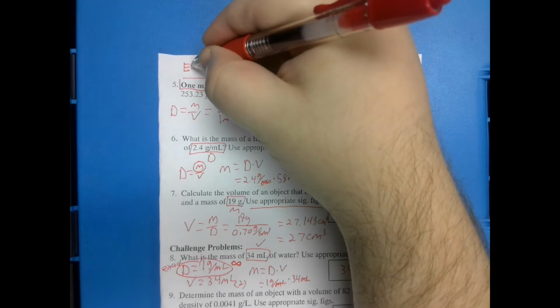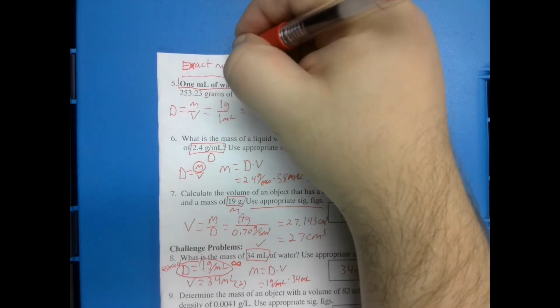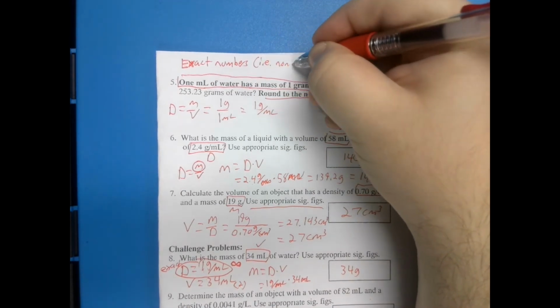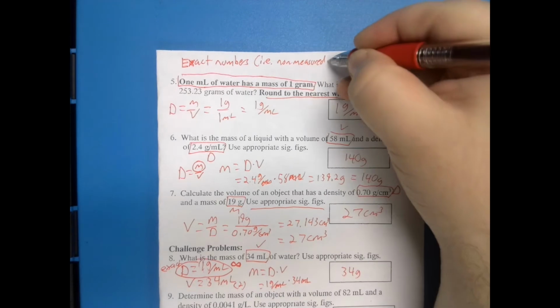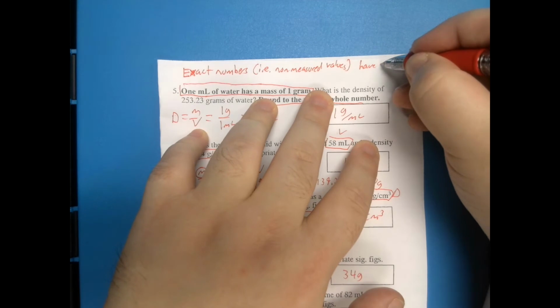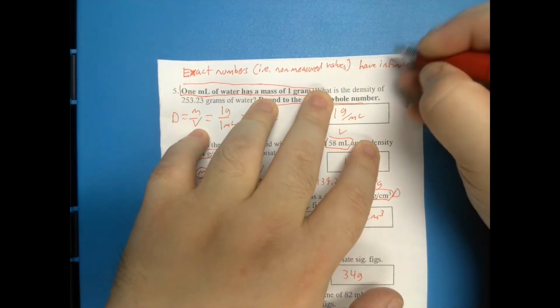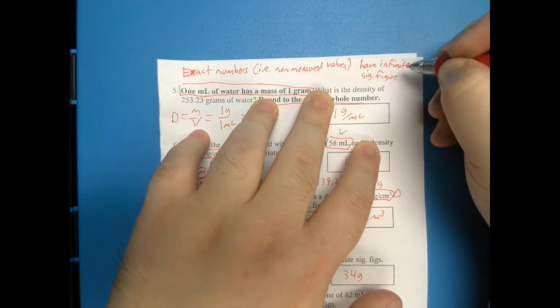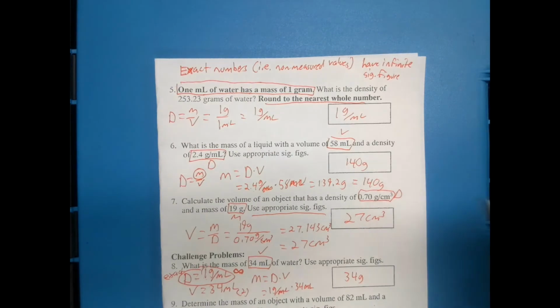Exact numbers, i.e. non-measured values, have infinite significant figures. Sorry for my messy handwriting. So exact numbers, i.e. non-measured values, have infinite significant figures. So an example would be there's 60 minutes in an hour.